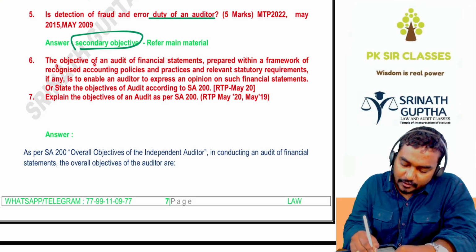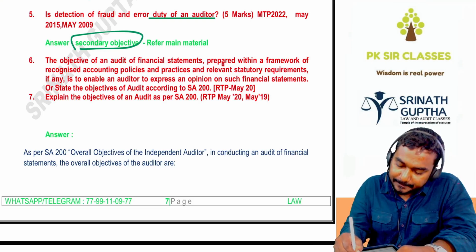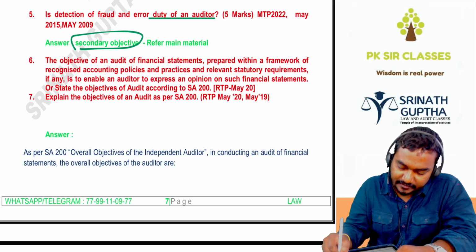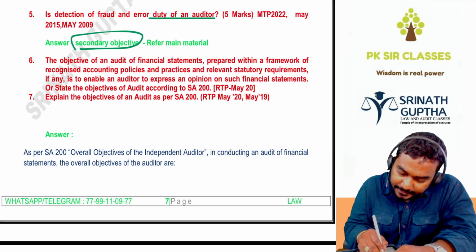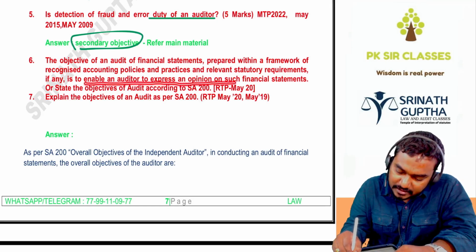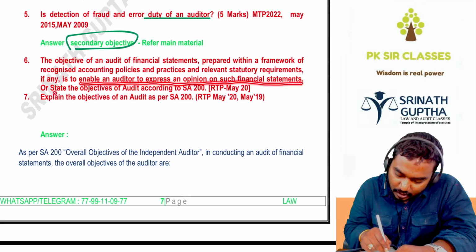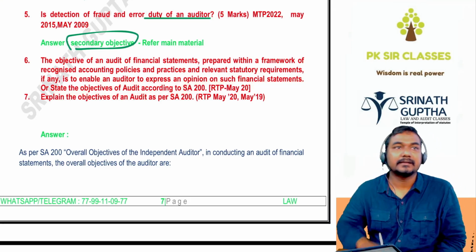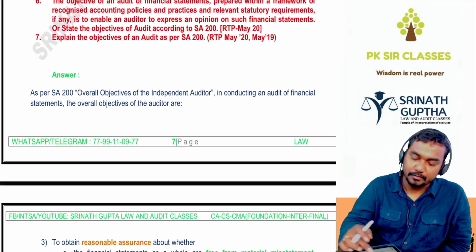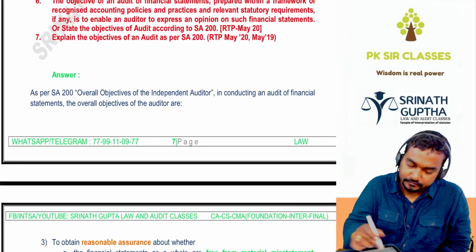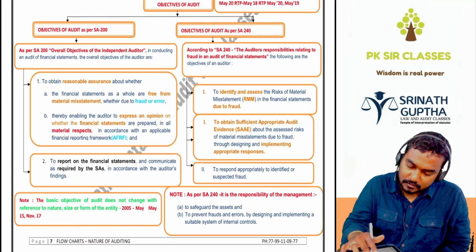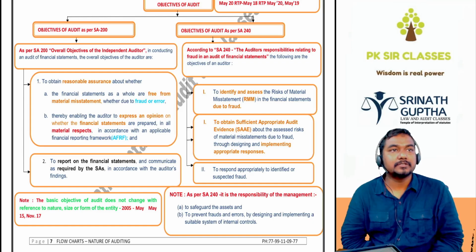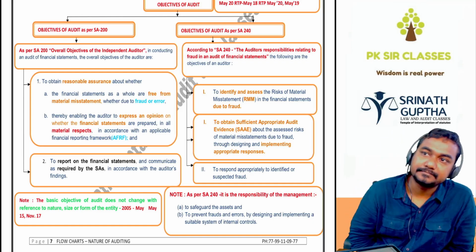The objective of the auditor, financial statements prepared in the framework of the recognized accounting policies and practices and relevant statutory requirements, if any, is to enable the auditor to express the opinion on the financial statements. State the objectives of the auditing as per SA 200. That question, beta. So what are the objectives of the auditing? That question. Done. So poora likh lena beta. We should write everything as per SA 200 and as per SA 240. We should write the objectives of the auditing. Clear?